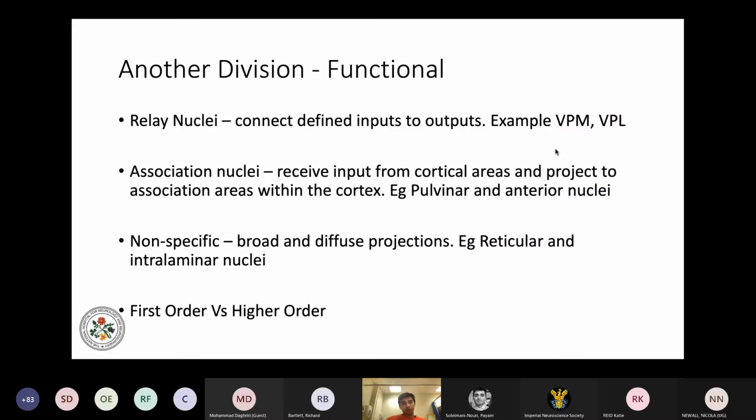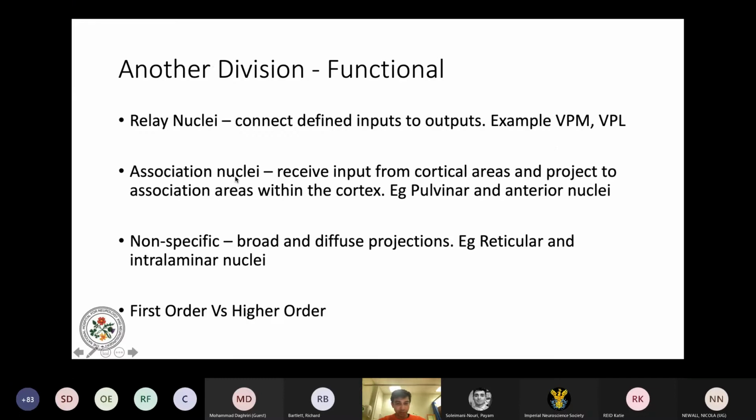You can also divide the nuclei by their role. So some nuclei in the thalamus perform a relay function, as in they're part of a circuit. So they connect defined inputs to outputs. Examples of this are the VPM, which is the ventral posteromedial nucleus, and the VPL, the ventral posterolateral nucleus, which I think some of you are aware of already.